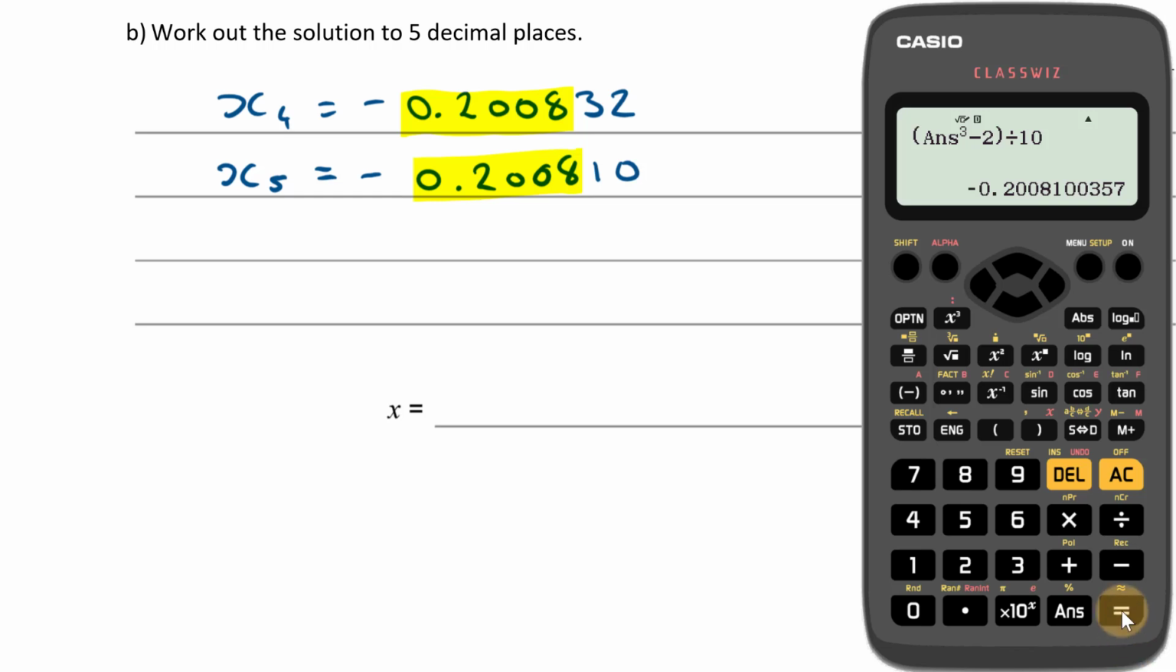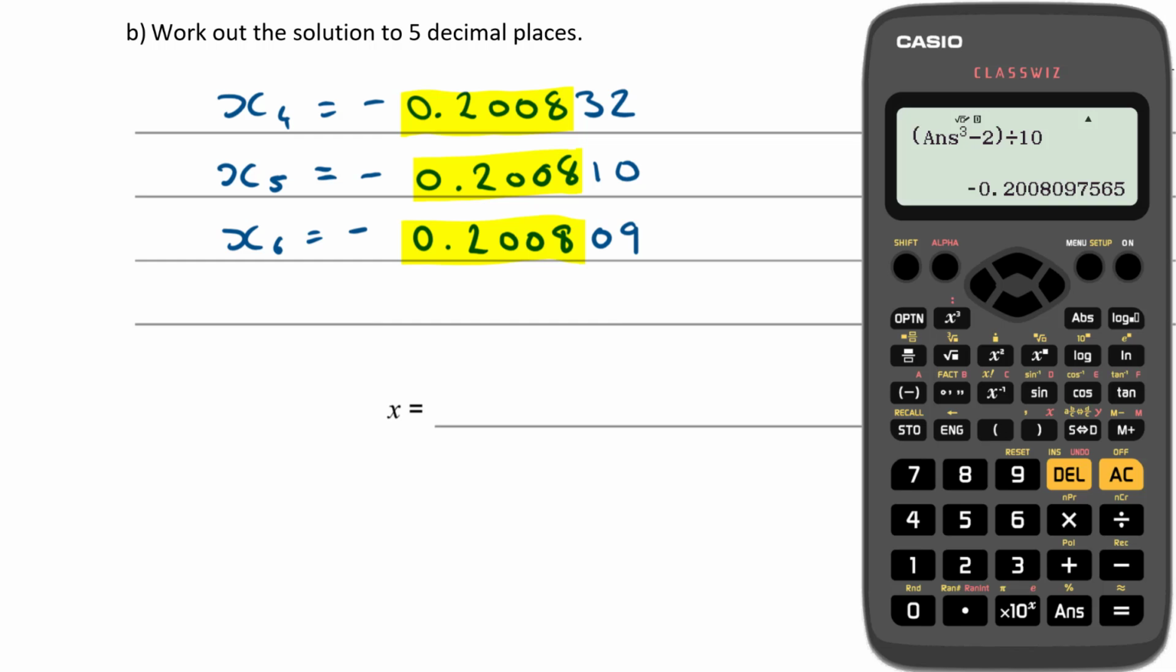Now I'm getting x6, which is minus 0.2008. Okay, so again, it's not quite settled yet, is it? It's still only settled as far as here. The last 2 digits are still moving around. So let's try one more. Okay, seems to have kind of settled now all the way.